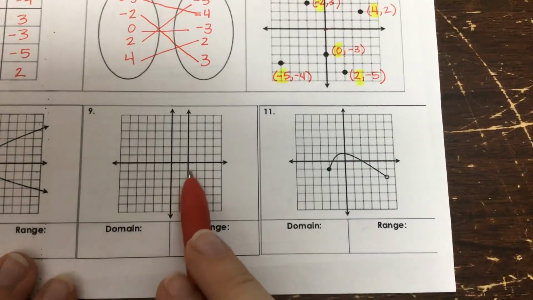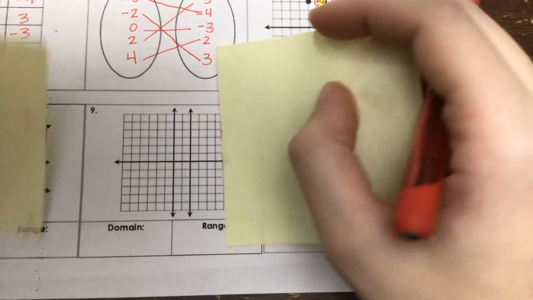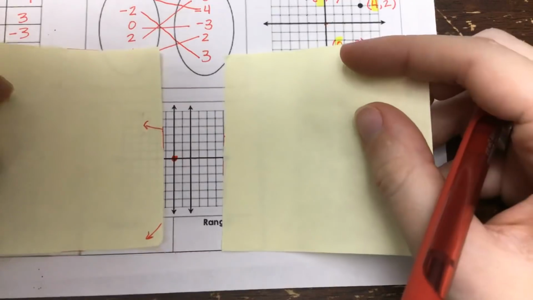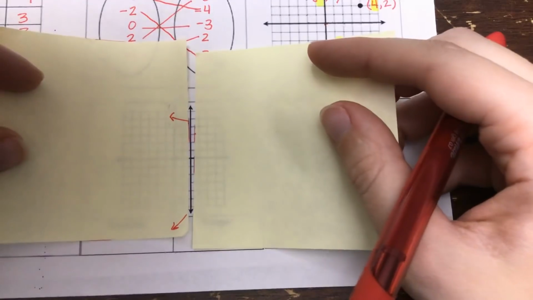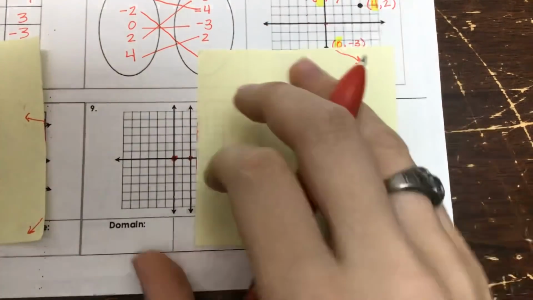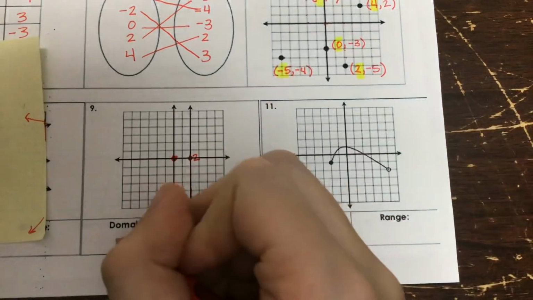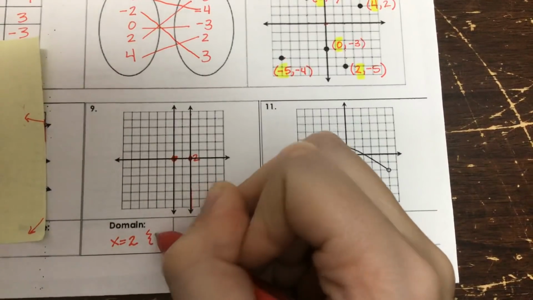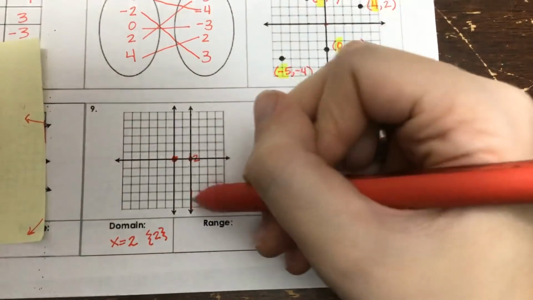All right, for number 9, what you notice for our domain, if we move our sticky notes in from the left, and this is the origin of the graph, if we move them in to the line that is drawn, I don't hit anything yet. The only time I get to something is right when I get to that line. So our possible domain value is 2 on our graph. Our x values are always going to be equal to 2. So our domain, if we're just writing it as a set of numbers, is 2. That's the only x value that appears on this line.